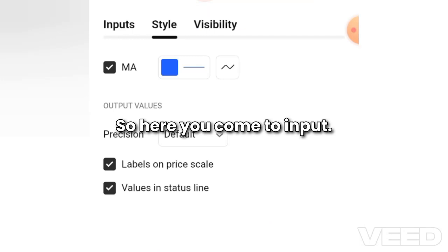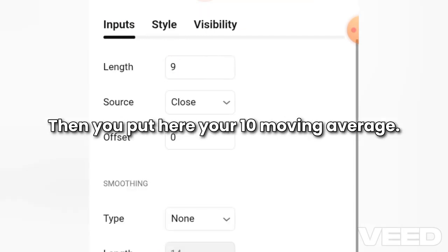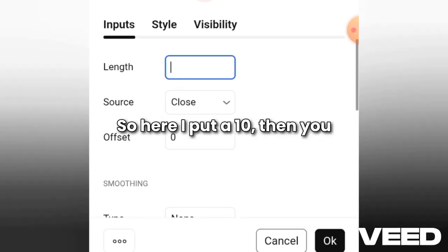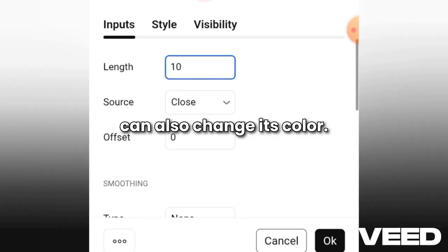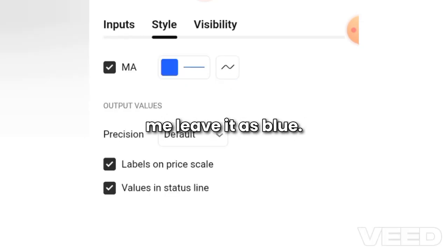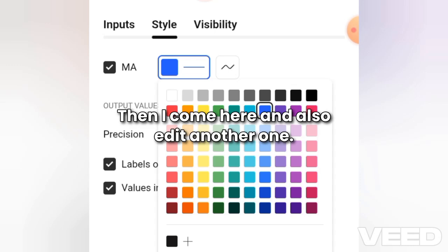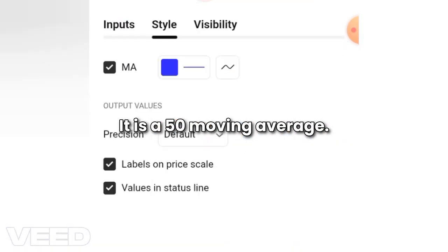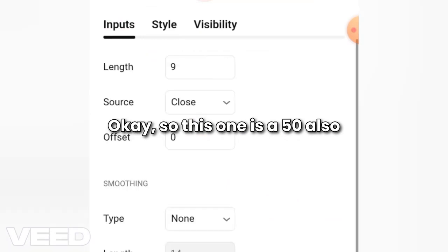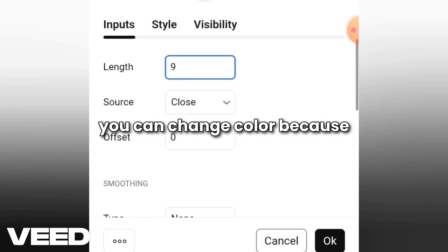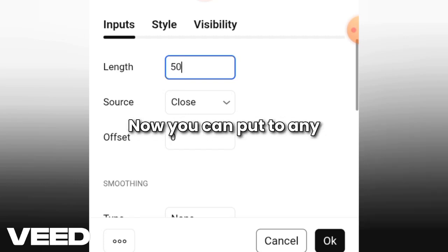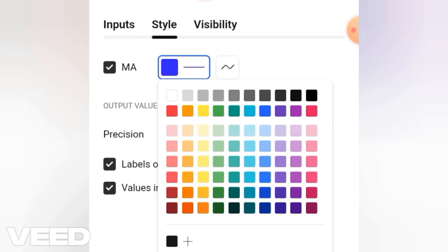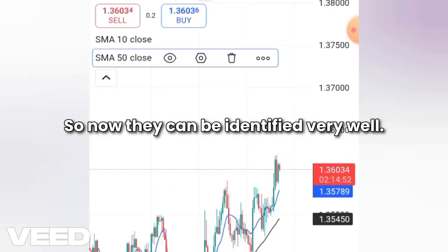So here you come to input, then you put here your 10 moving average. Here I put a 10. Then you can also change its color. Let me leave it as blue. Then I come here and also edit another one. It is a 50 moving average. So this one is a 50. Also you can change color because the other one was blue. Now you can put any color of your choice. Let me say this gray one. So now they can be identified very well.